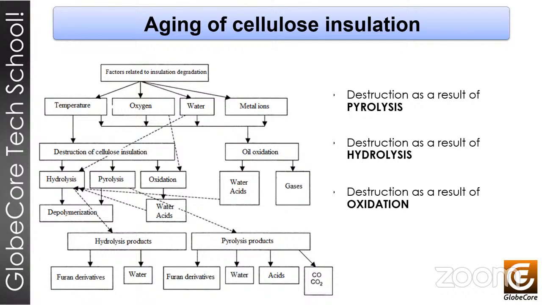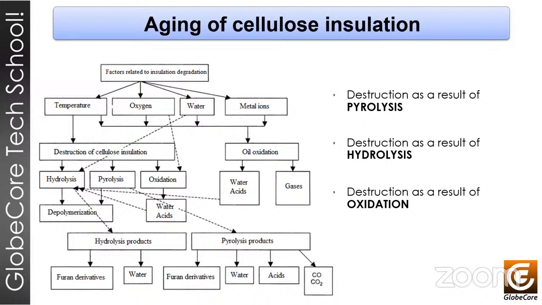Furan derivatives are formed as a result of both processes, when we are talking about the hydrolysis and pyrolysis. Water is formed. That means we can find water when the paper of the transformer is destroyed by itself. Then you don't need water getting from the outside of the transformer to the inside, because the transformer can create its own water in that procedure of the destruction. As a result of the cellulose pyrolysis, acids and characteristic gases are released.